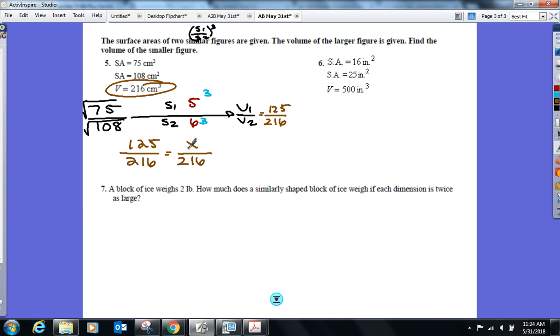And solving for the volume of the smaller one now. If you ask for volume, you need the volume ratio. If I ask for surface area, you need the surface area ratio. And x, I know you don't have to cross multiply here. It comes out to be 125 cubic centimeters for the smaller volume.